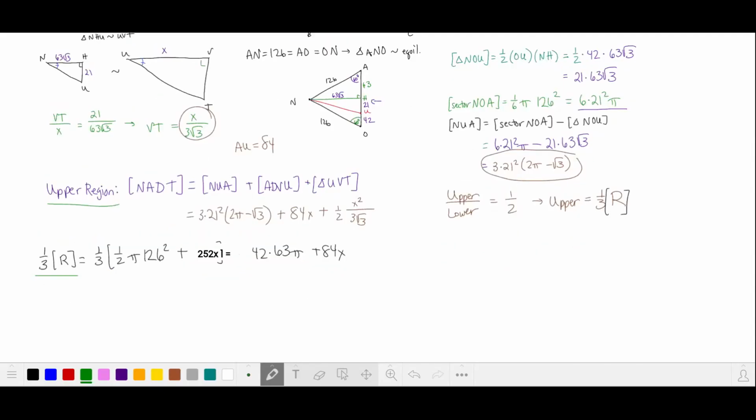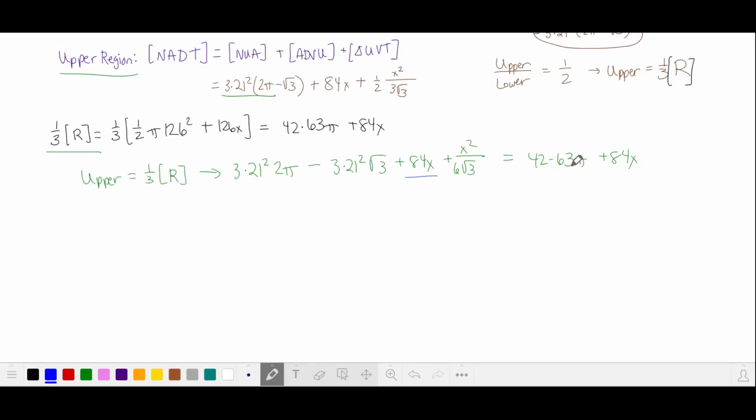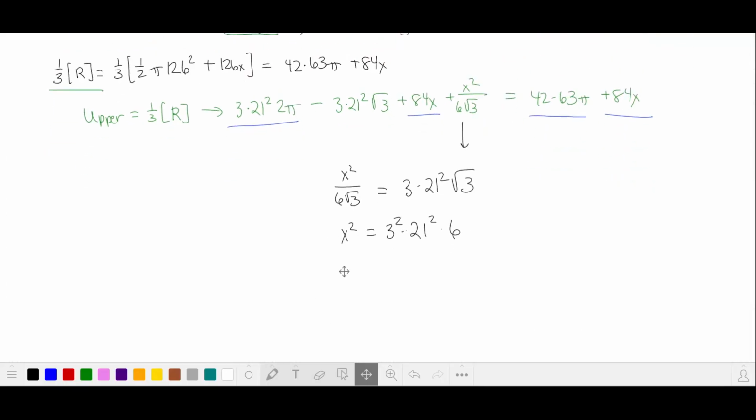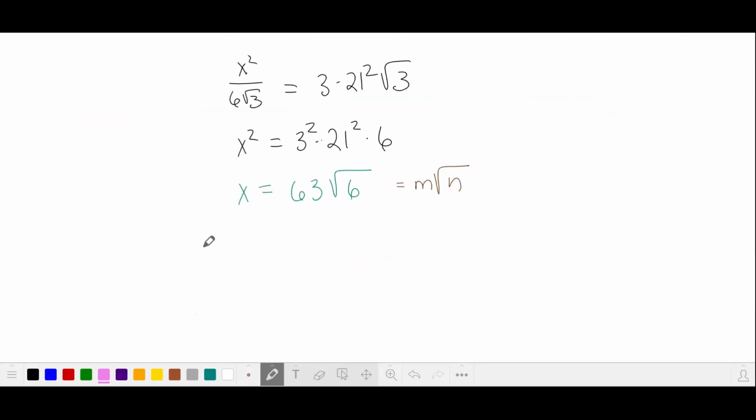Now we'll set these two expressions equal to each other, and I'll distribute this 3 times 21 squared over 2 pi minus root 3. The good news now is we have some terms that are the same on both sides, 84x. This term is actually the same here on the left and on the right. So we'll isolate the x squared. We've got a couple of 3's, a couple of 21's, and then 6. So we'll take the square root. This is 63 times the square root of 6. The problem asks for the sum of m plus n, and our answer is 69.